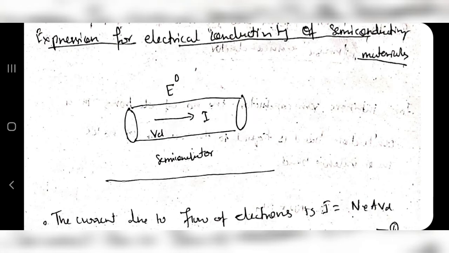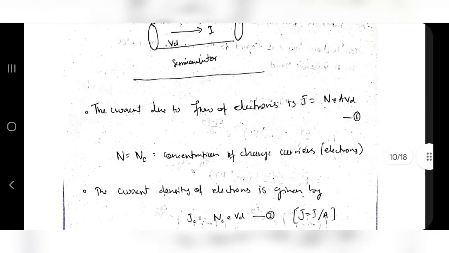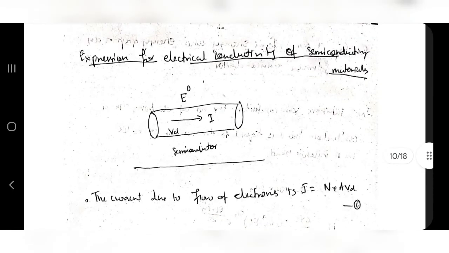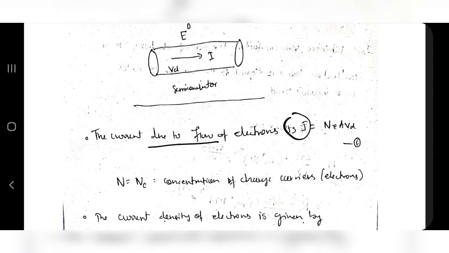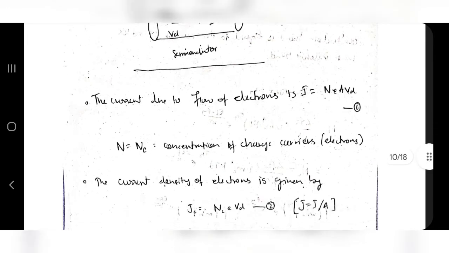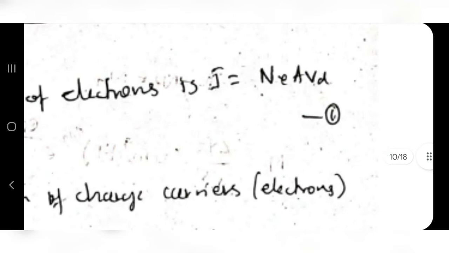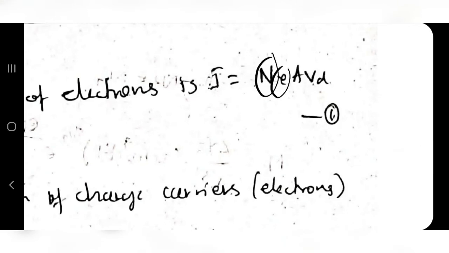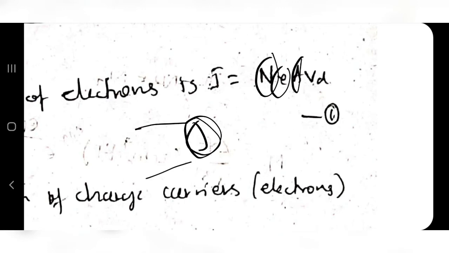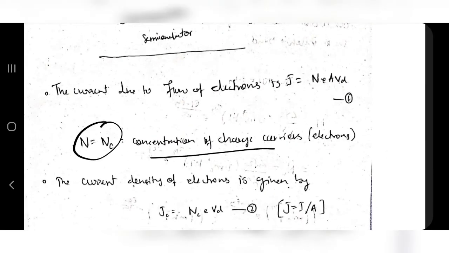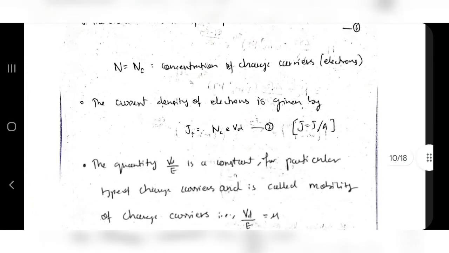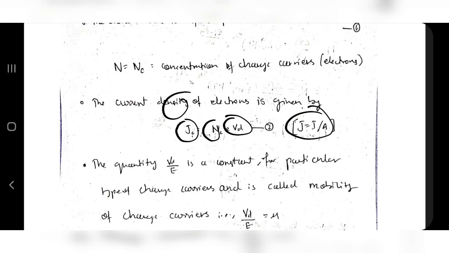Okay. So what we are trying to prove is that the first thing is we have to find out the electrical conductivity's expression. So first we will write the current flowing is I, which is equal to NEA Vd. Okay, and here the terms you already know, like N is the number of electrons, E is the electronic charge, A is the area of the wire, this circle's area, Vd is the drift velocity. Okay, and N is equal to Nc, the concentration of the charge carriers, which is the electrons, and current density is Jc, which is given by NcEVd, and J is equal to I by A.